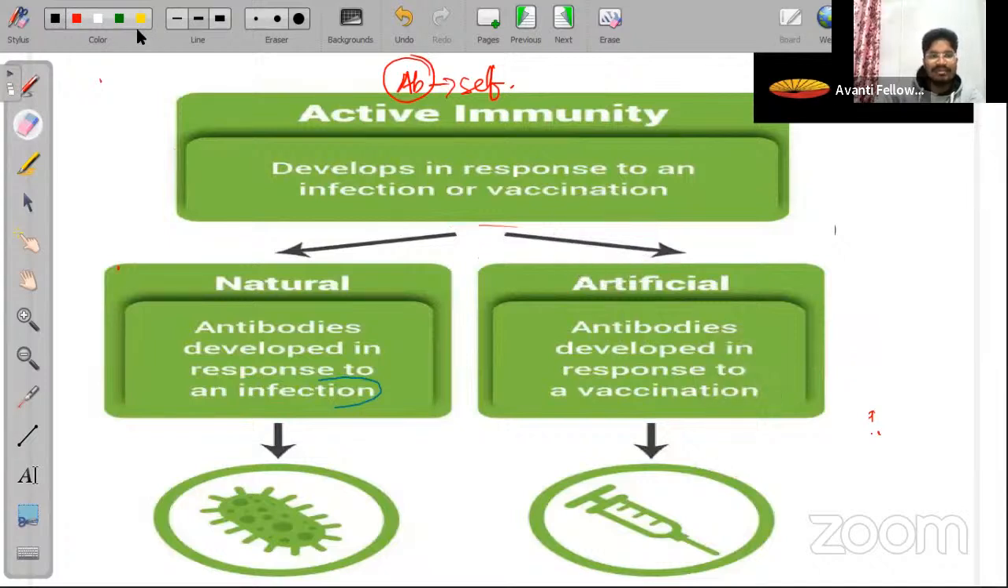क्या कि जो एक्टिव इम्यूनिटी होता है, it works when it is developed to certain infection or vaccination. It is developed by our own body. खुद का body develop करेगा. It can be natural or artificial. Natural means when we come in contact with the pathogen unknowingly, at that time what happens? Antibody is developed by our body, and that is called as your natural active immunity.